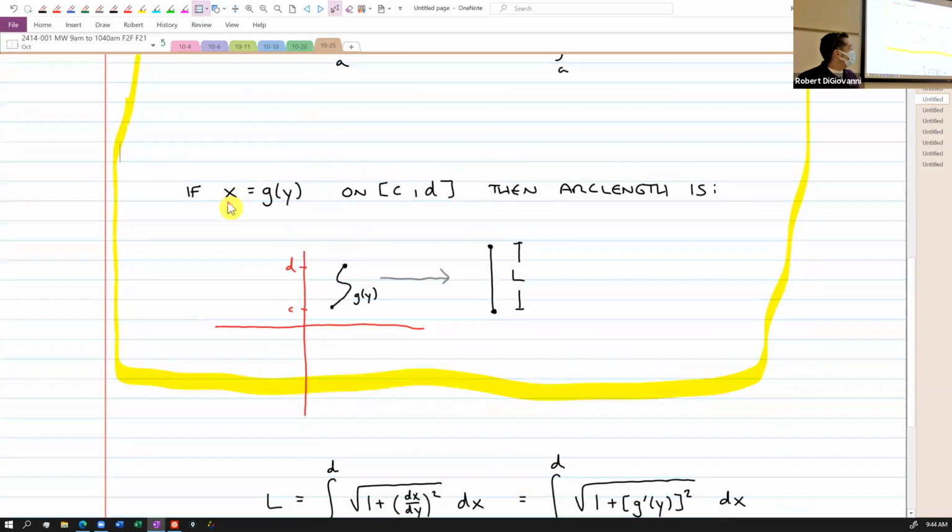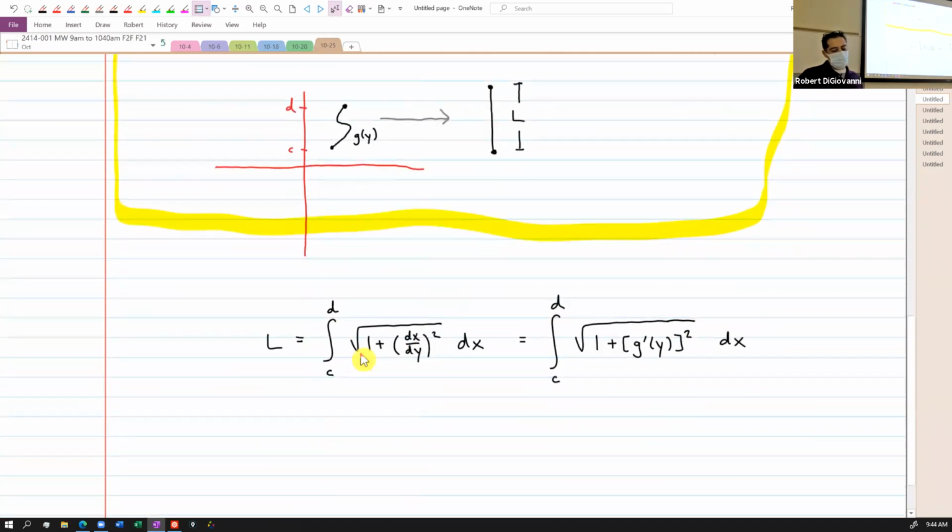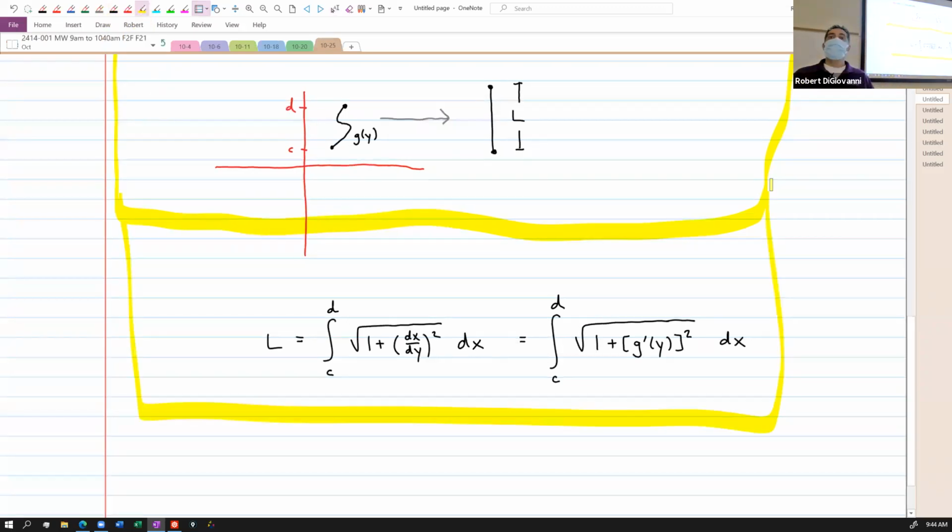Now, if x is some function of y on some interval CD, then the arc length, where you take that curve, stretch it out and measure its length, is this. Those are your 2 formulas. I do not believe those are on your formula sheets.